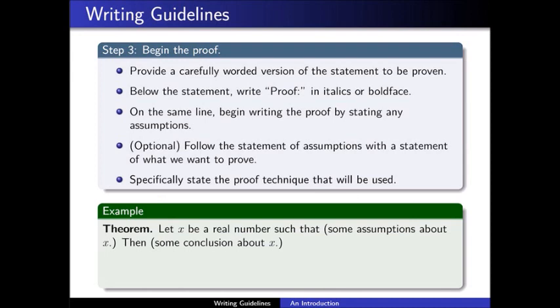Here's a very general example. Suppose we are given some theorem that says something about a real number x. So x is a real number, and some assumptions are made about this number. And then some conclusion can be made about this number. To begin proving this, we would start with the word proof, followed by a list of the assumptions. In this poorly defined and general example, we are simply saying that x is a real number, and we're making some collection of other assumptions, and these should be stated in the first sentence of your proof.